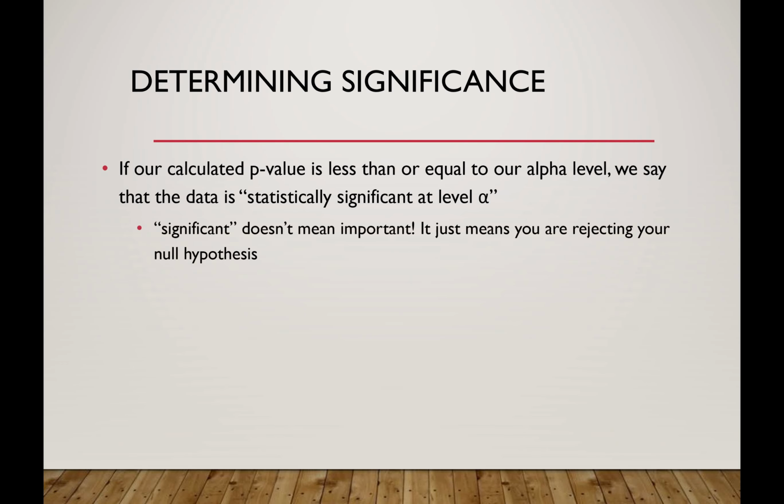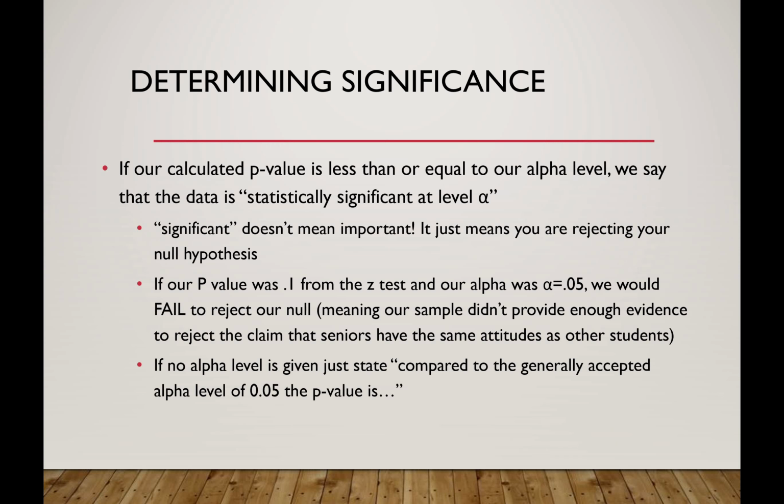So determining significance, if the p-value is larger than your alpha level, then you're going to fail to reject the null. So let's instead say I got a p-value of 0.1 instead of 0.02. Since that's greater than an alpha of 0.05, I fail to reject the null. You never accept the null, you just fail to reject it. As well as you never accept the alternative, you just reject the null.